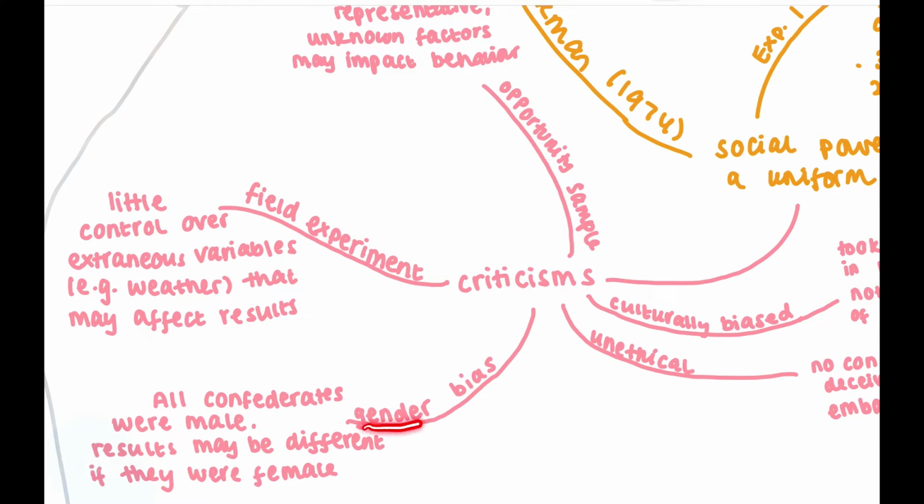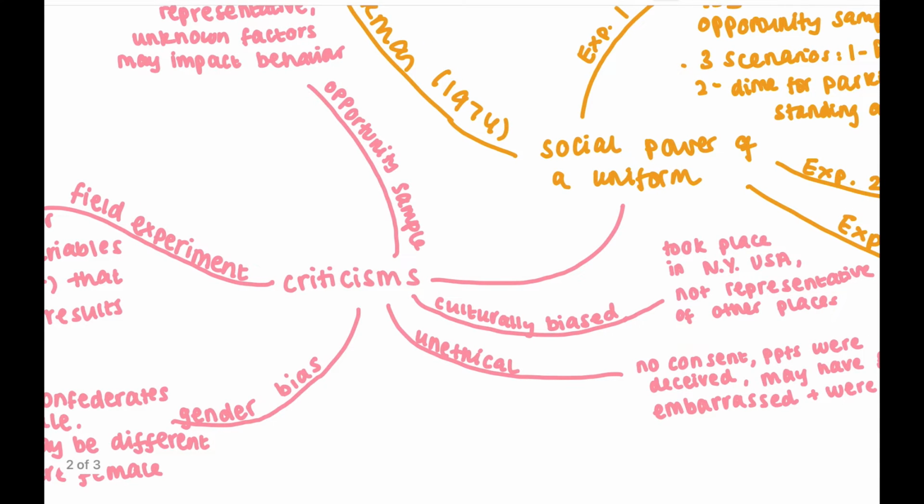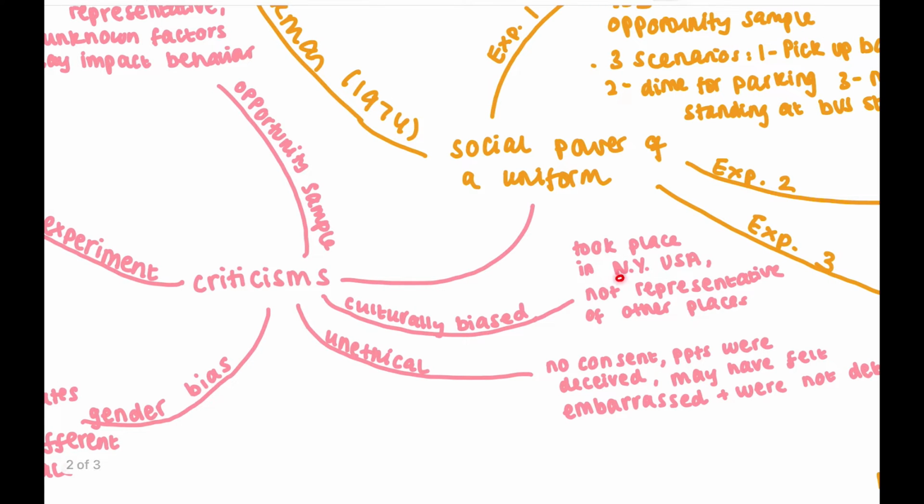The third criticism is there was a gender bias. All of the confederates, so the person dressed as the milkman, the plainclothes, and as the guard, were all male. The results might have been significantly different if it was a female confederate. Next, it was culturally biased. This is because it took place in one location, New York, in America. Therefore, it is not representative of other places in America and also other countries. So we cannot generalize the findings of Bickman's study beyond New York, or that street in New York.